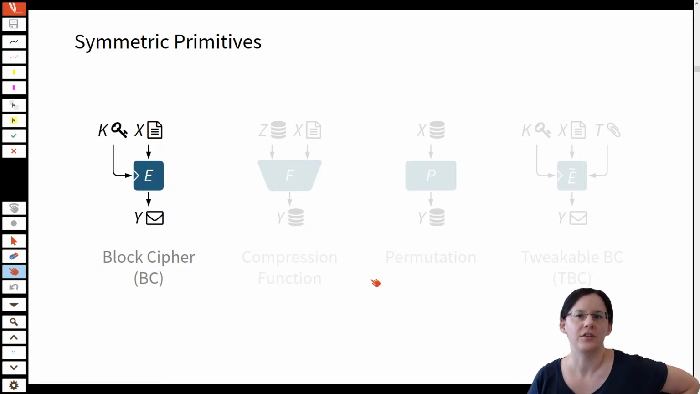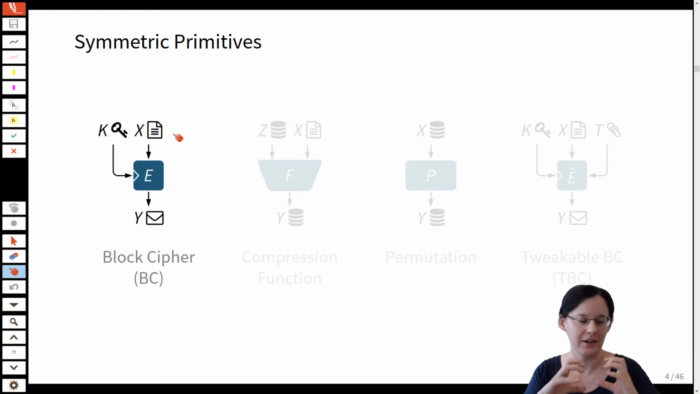Now, which primitives are there actually? The most famous one and the one most people know is the so-called block cipher. So this is like an encryption scheme, but in miniature, meaning it can only encrypt fixed size data blocks. For example, 128-bit data blocks. So it's a bijective function that translates the input to some output. And the way in which it exactly translates is configured by the key. So the key input is usually indicated with this little edge on the left-hand side of the box.